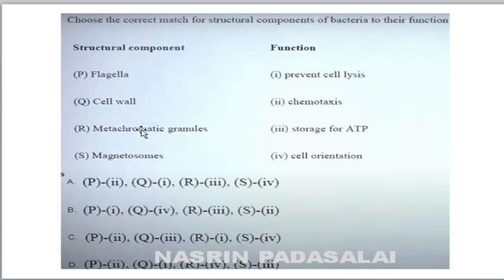I think many will confuse metachromatic granules with magnetosomes. Magnetosomes are involved in the process of cell orientation, whereas metachromatic granules are present as a storage hub for ATP.